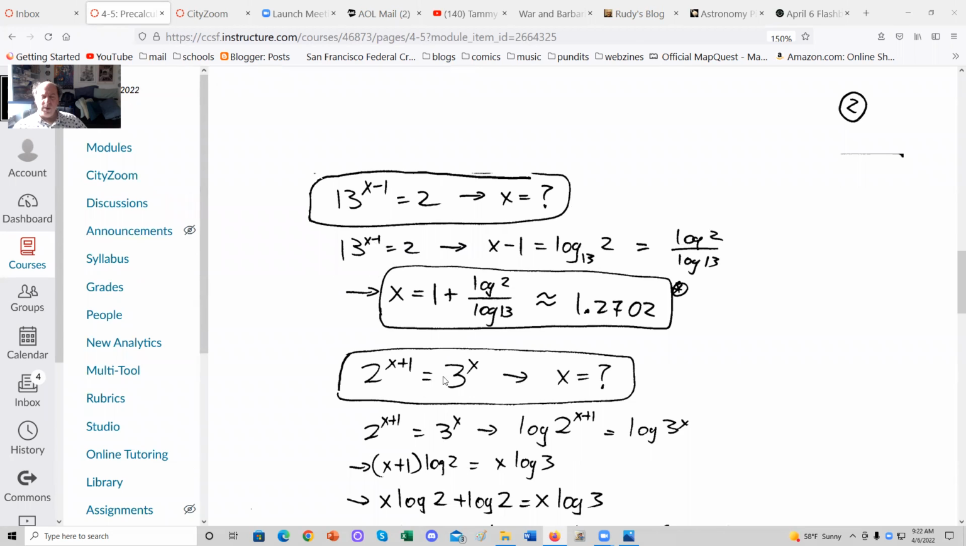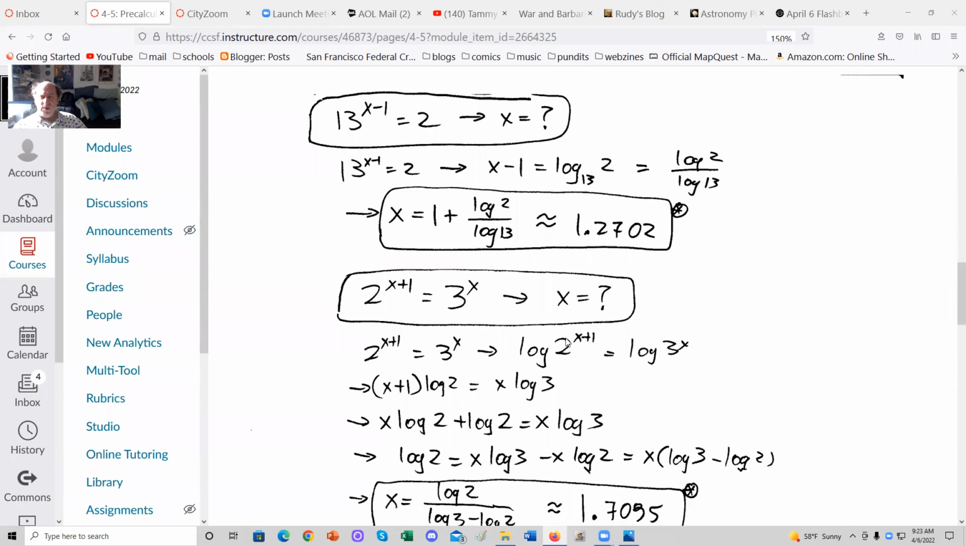Here's 2 to the x plus 1 equals 3 to the x, and that is for what value of x? We start with the equation. We'll take a logarithm, let's say common log of both sides. Common log of 2 to the x plus 1 equals log of 3 to the x. For both this and this, we take the exponent outside. This goes outside, this goes outside. So x plus 1 times log 2 equals x log 3.